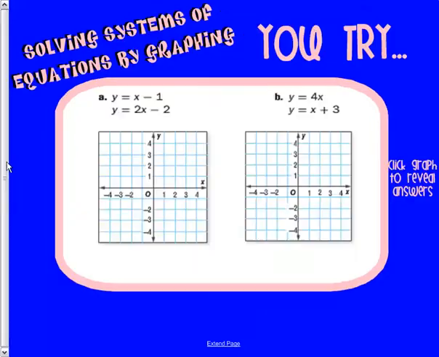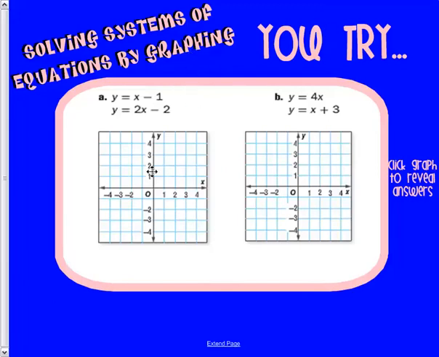Okay, so what I want you to try to do is, first, using graph paper, go ahead and graph this equation and this equation. Find the point in which they intersect, okay? Go ahead and try that. Pause the video. I'll be back in just a second to show you the answers.